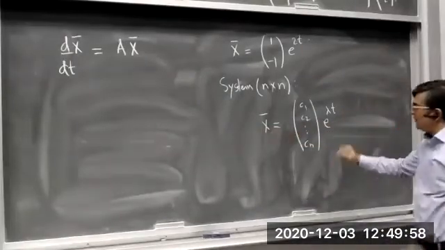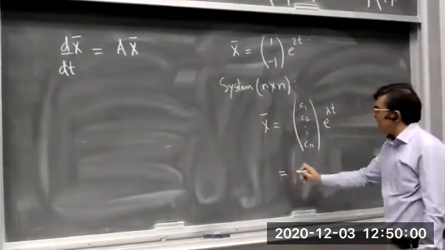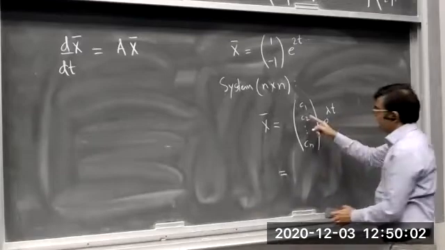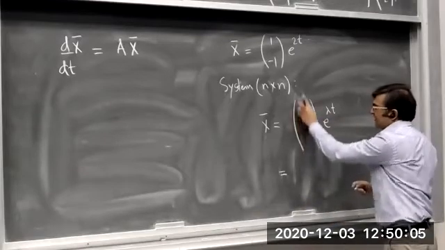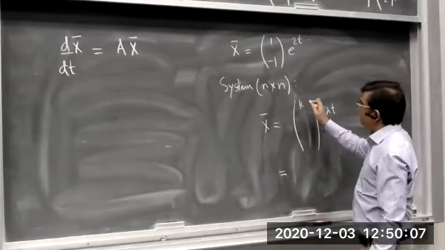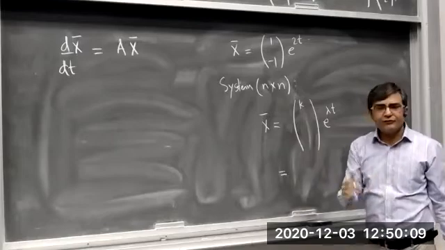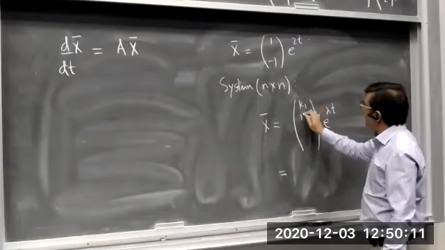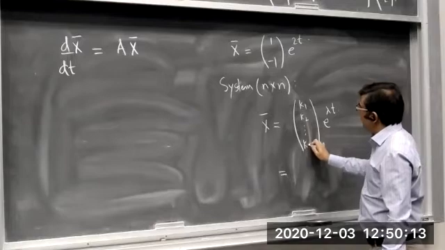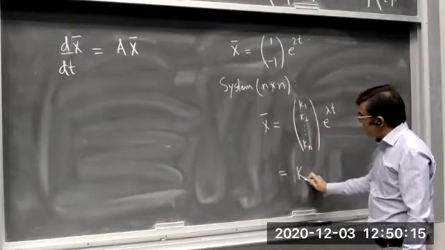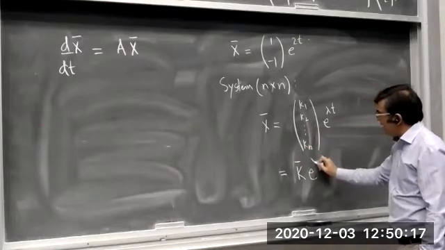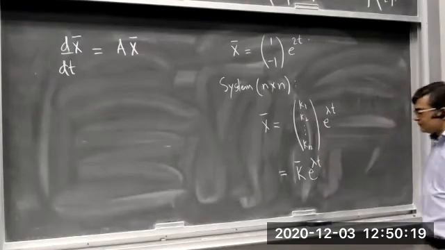If this is the solution, we can further write that this is... you should not call it c, because c is the constant of integration and that will confuse. So call it k1, k2, and so on kn. In general, call it k vector times e raised to the power lambda t.